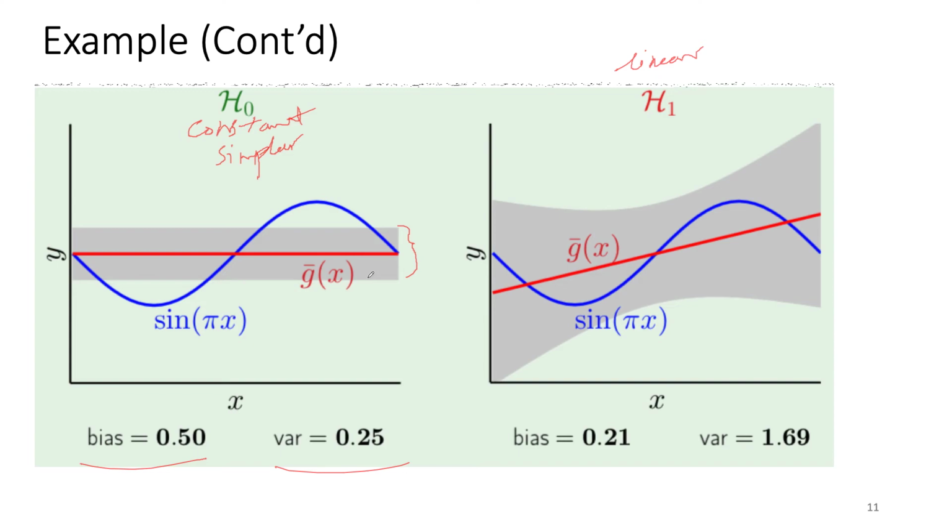On the other case, this linear g, the bias is smaller, right? However, the variance is much higher. At some point it's closer, like at some point it's like hitting it here, here, here. At some point it's far away, right? Also here. So the variance is larger. You see the difference here now?